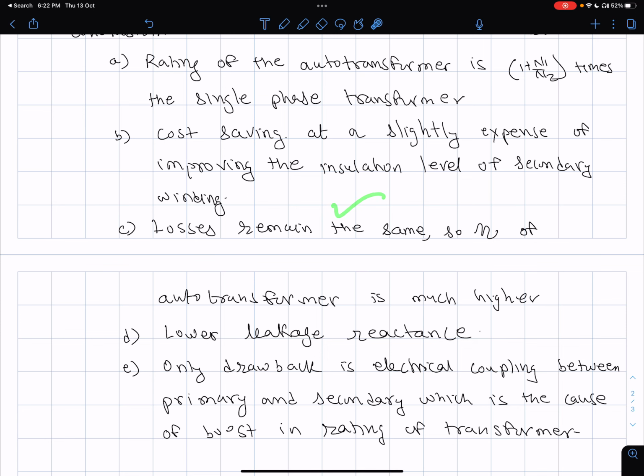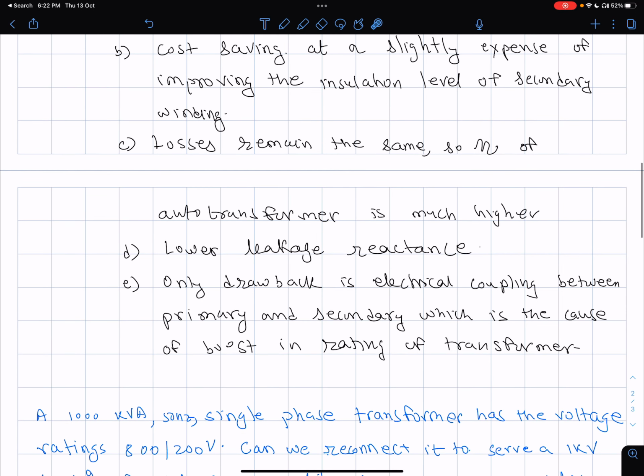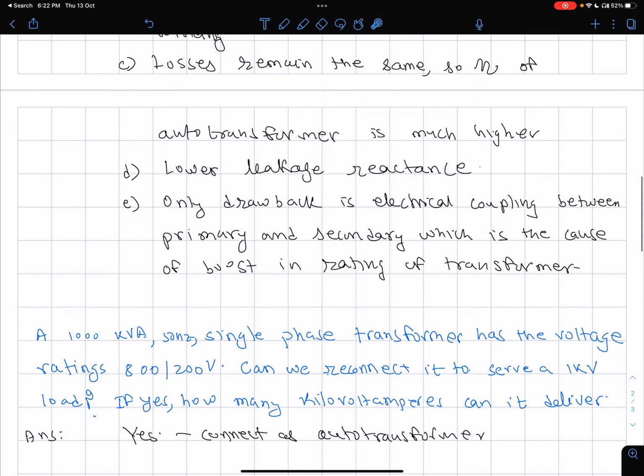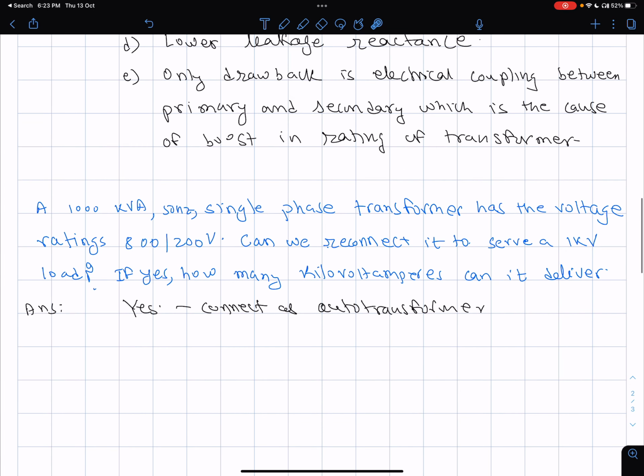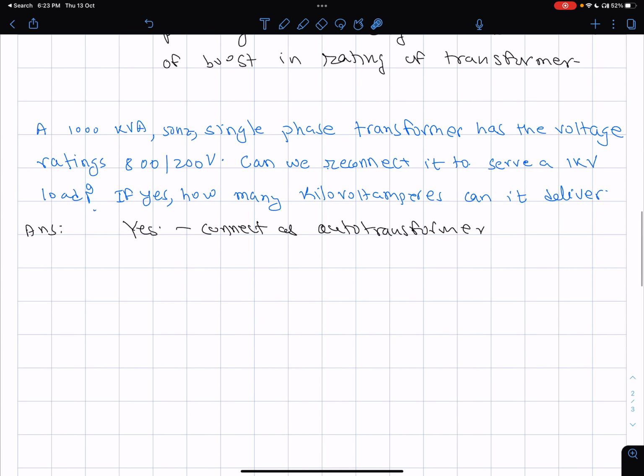Then the losses remain the same, so efficiency is much higher, leakage reactance is reduced, and electrical coupling between the primary and secondary is the only concern, and is also the cause for the boost in the rating of the transformer. Now let's do a small example to illustrate these points.